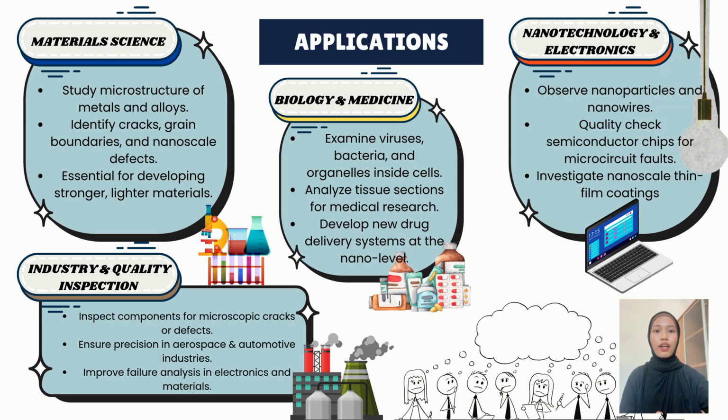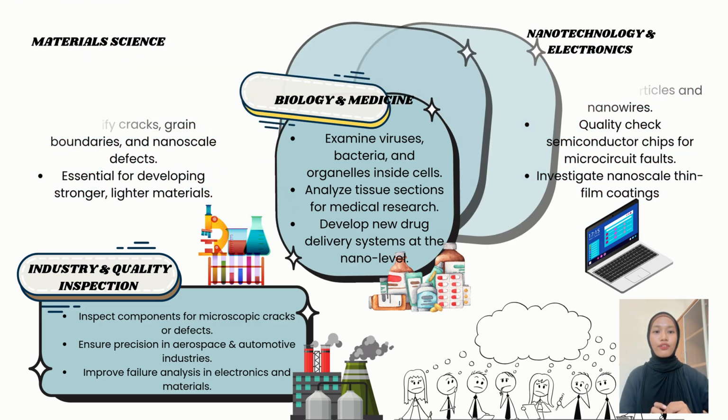And lastly, we have industry and quality inspection. Industry uses electron microscopes to catch tiny cracks and flaws in important parts like engine pieces or computer chips. This way, companies can make sure their products are safe and built to last. To sum up, electron microscopes give us a super detailed view of tiny things. They help materials, electronics, and medicine, making everyday life better for all of us.